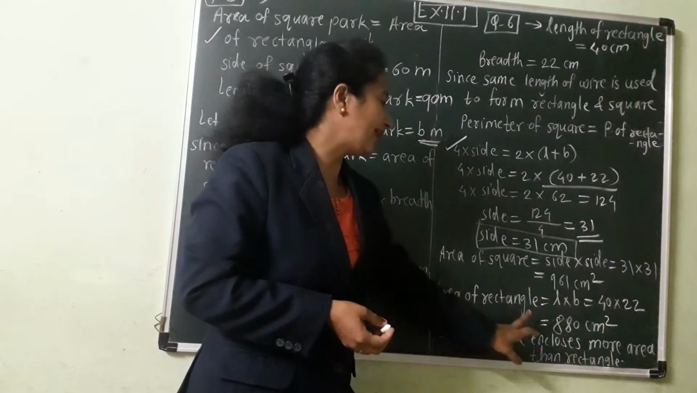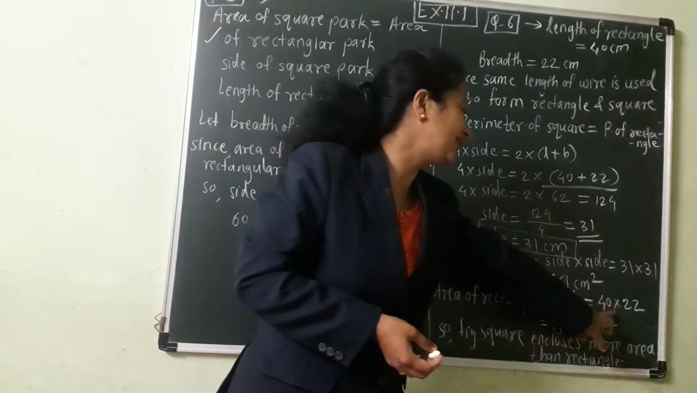Now we'll find the area of the rectangle. So it's the length multiplied by breadth. You know the length, 40 multiplied by 22.